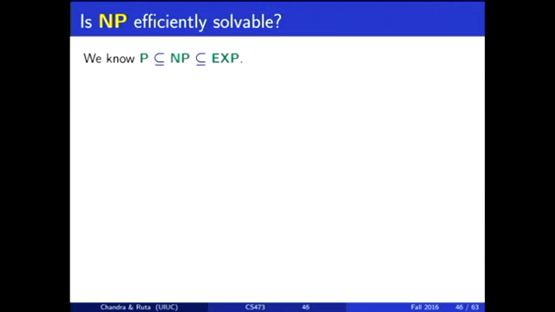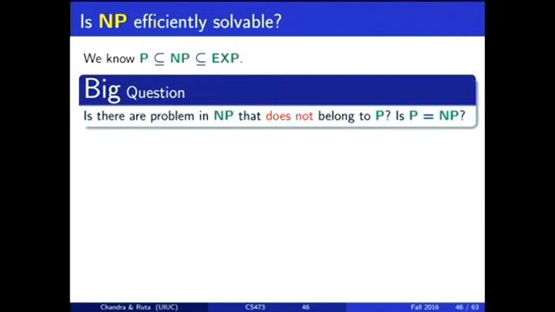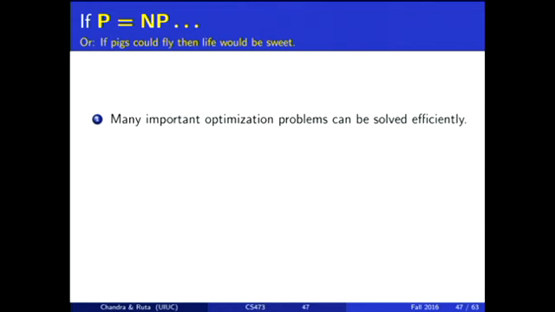So what do we know? P is in NP is in exp. Okay? Big question, right? What is the truth? Where is NP, right? Is it equal to P or is it closer to exp, right? Okay, why do we care about NP? Because many problems we want to solve are in NP and we don't know how to solve them, right? And we would like to know.